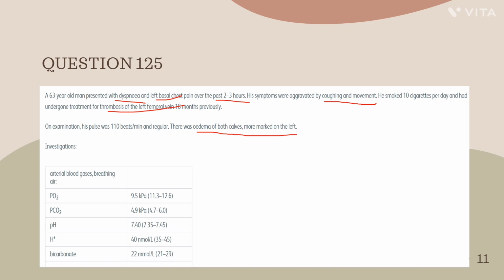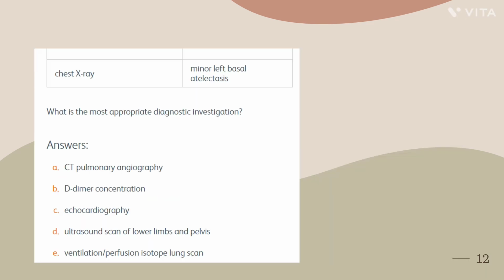We'll look at the ABG. PO2 is low, consistent with pulmonary embolism. PCO2 is normal, pH is okay, H plus is 40, bicarb is 22. So hypoxia, dyspnea, chest pain. He had a previous history of DVT and now has come with DVT and pulmonary embolism. Chest X-ray showing minor left basal atelectasis. What is the most appropriate diagnostic investigation?